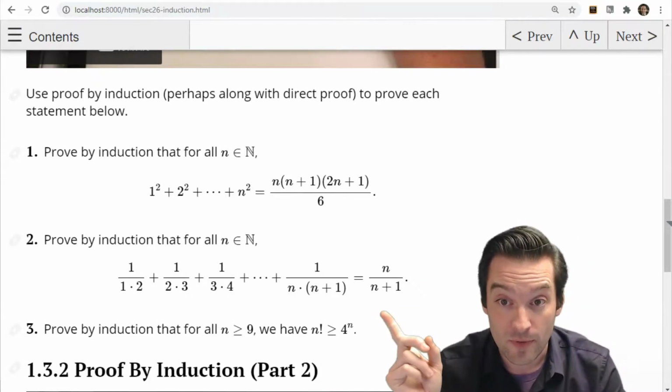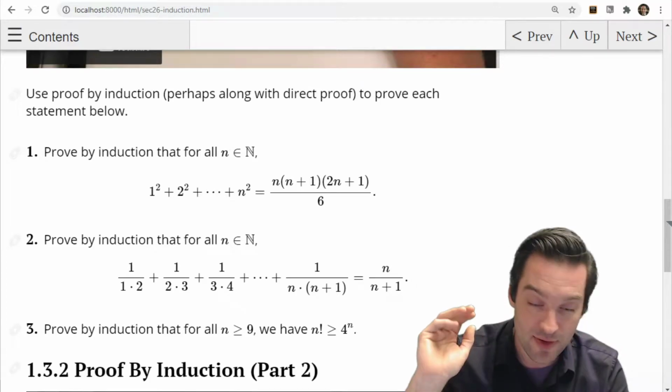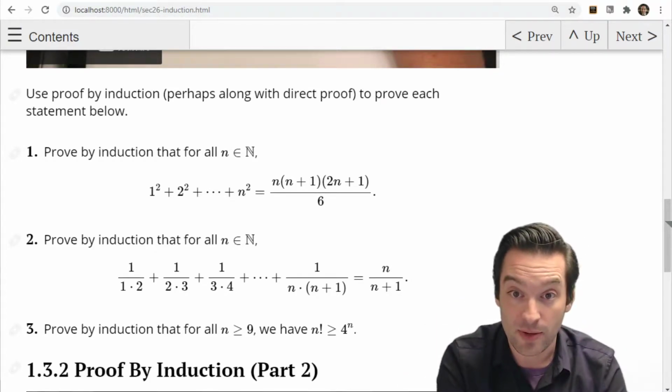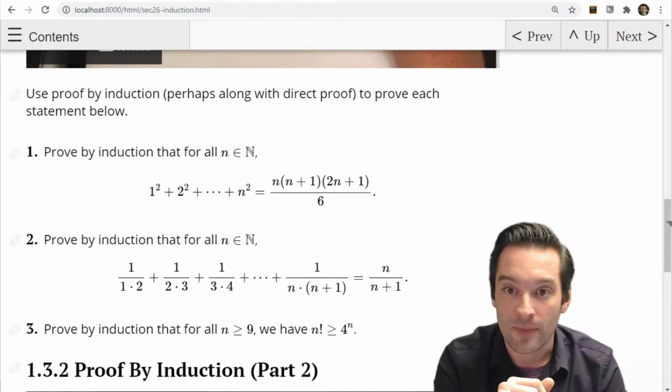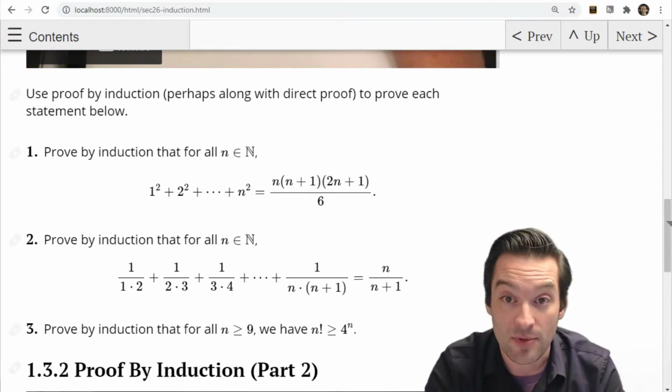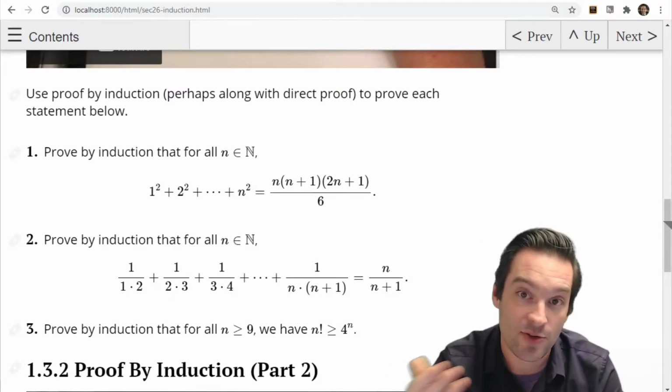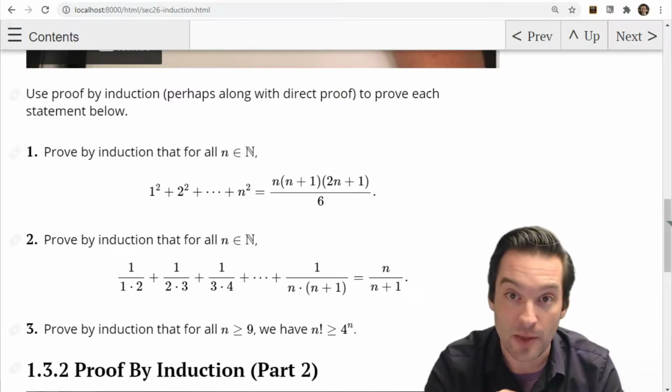So the first question is the statement that the sum of the first n perfect squares, so 1 squared plus 2 squared up to n squared, can be written as n times (n plus 1) times (2n plus 1), all divided by 6. So it feels an awful lot like the first example that we did. It's just perfect squares instead of all the natural numbers.